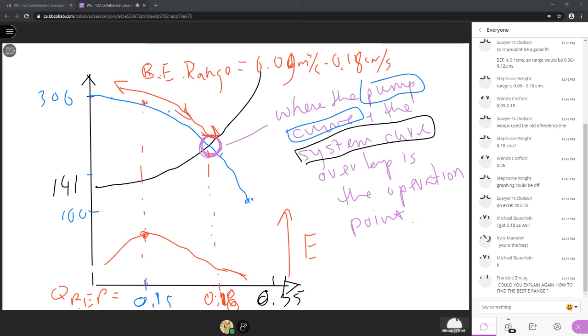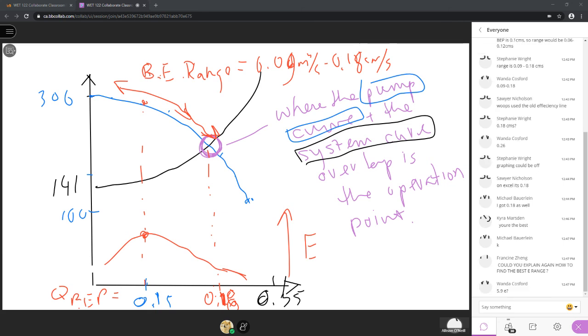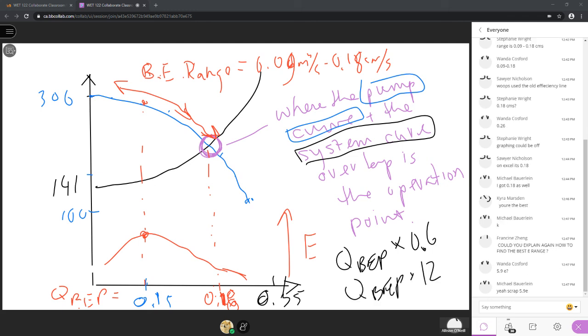Okay, Francine, can you explain how to find the best E range? The best E range is you take your QBEP and you times it by 0.6 to get the lower end, and you times it by 1.2 to get the top end.